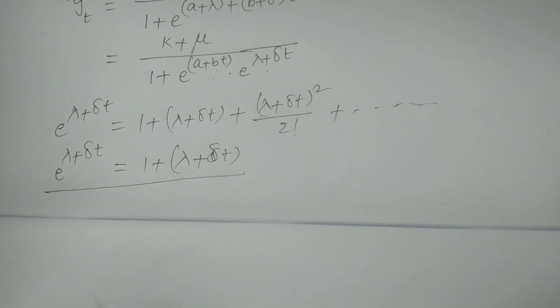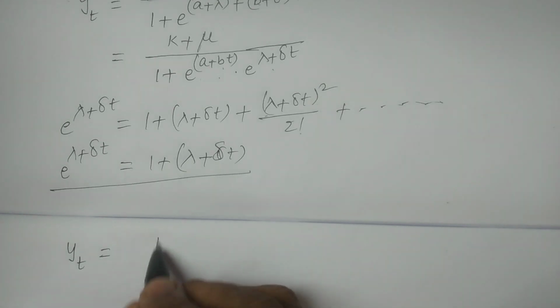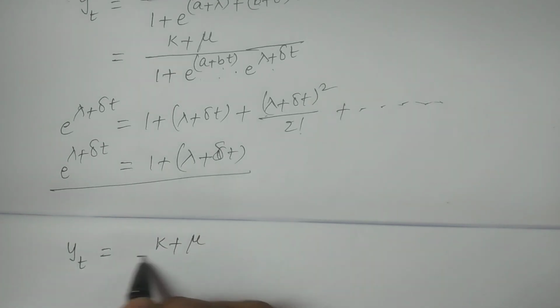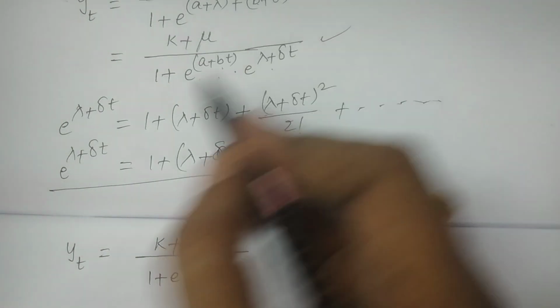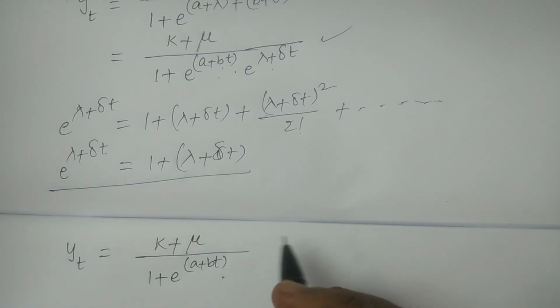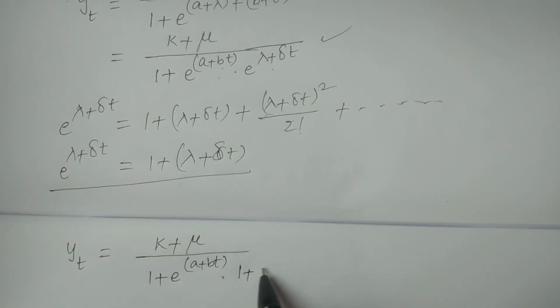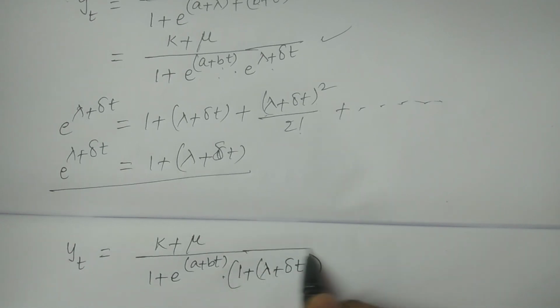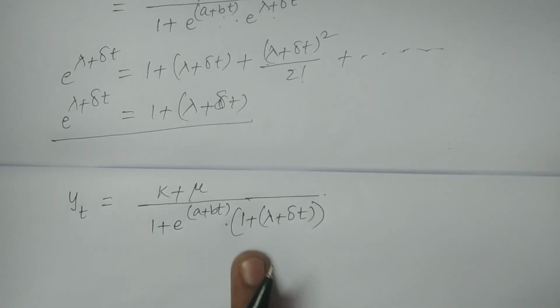yt is equivalent to k plus mu divided by 1 plus e power a plus bt multiplied by e power lambda plus delta t, which I am writing as 1 plus lambda plus delta t. You got the term right here instead of this particular term. So therefore yt is equal to this.